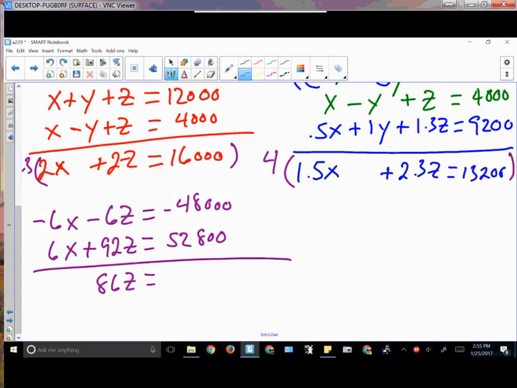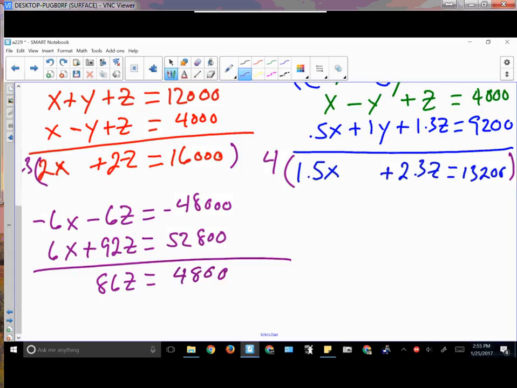52,800 minus 48,000. Oh, come on, you were doing so good at the calculator. You had the number right there. Subtract. What'd you get? Oh, these two right here. 52,800 minus 48,000. 4,800? That's kind of what I figured.